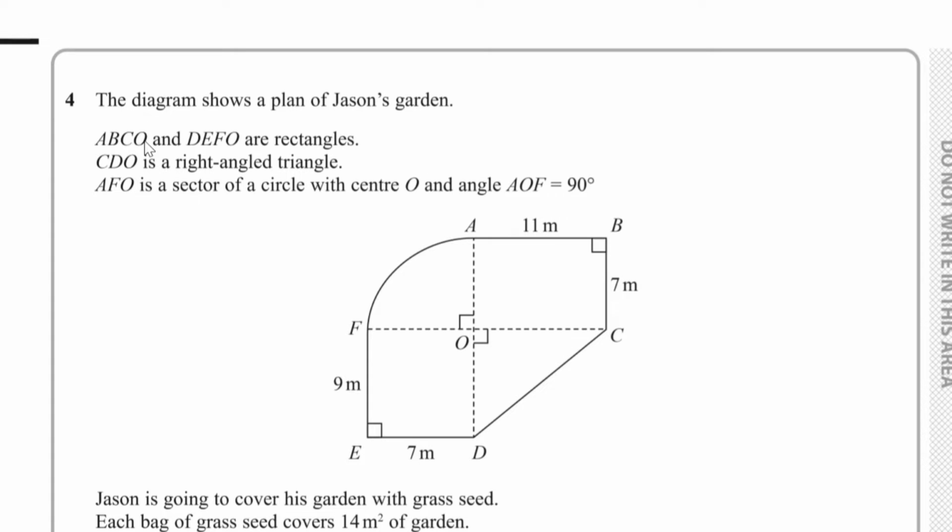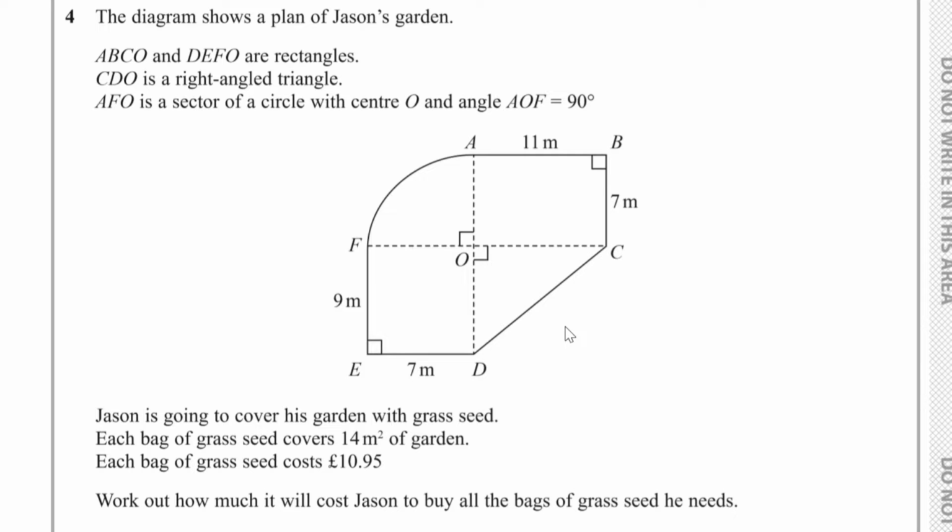Question number 4. The diagram shows a plan of Jason's garden. A, B, C, O and D, E, F, O are rectangles. CDO is a right-angled triangle. AFO is a sector of a circle with centre O, and angle AOF is equal to 90 degrees. Jason is going to cover his garden with grass seed. Each bag of grass seed covers 14 metres squared of garden. Each bag of grass seed costs £10.95. We have to work out how much it will cost Jason to buy all the bags of grass seed he needs.